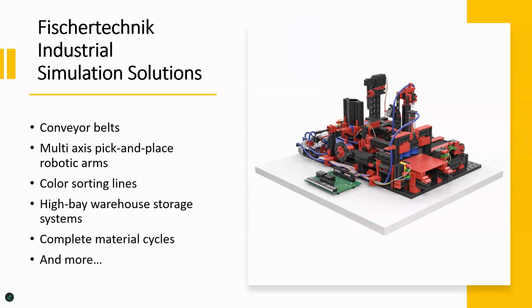Now, besides these individual models which focus on specific automated processes, Fisher Technic also offers numerous variations of an integrated factory simulation model. In the case of these factory simulation models, you'll usually have four or more individual workstations, such as a vacuum gripper robot, a high bay storage warehouse, a multi-processing station with an oven, and a sorting line with color detection, and they're all designed to work together as one self-contained material cycle.